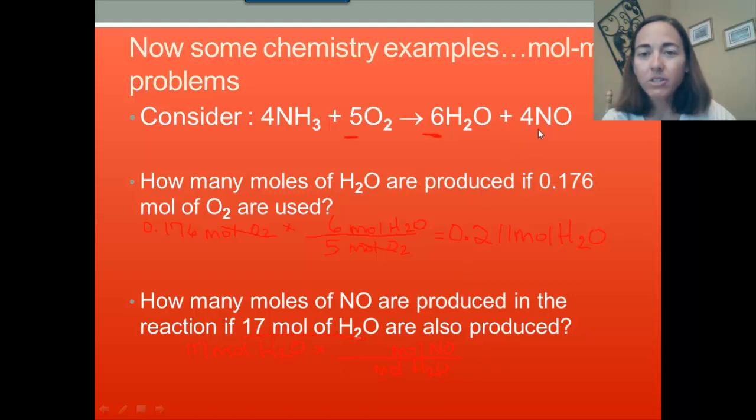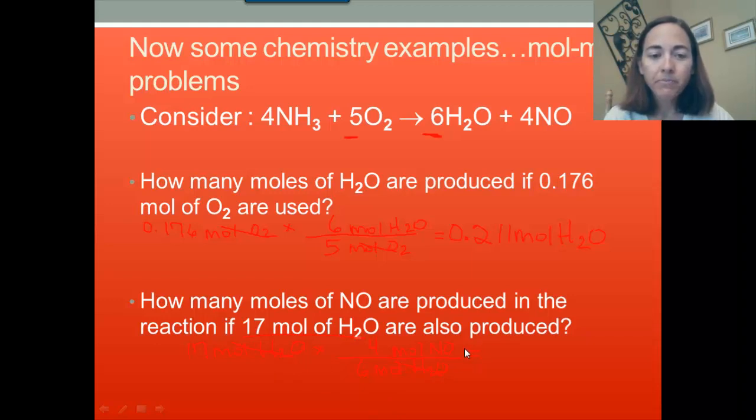So you go back to the balanced equation again. The coefficient 4 is in front of NO, so that goes here in the ratio, and I need the coefficient for water on the bottom, which is 6. Moles of water cancels with moles of water, and the math is going to be 17 times 4 divide by 6. You get a little over 11. I'm just going to round off for the significant digits. It's 11 moles of NO here. And that's how you use the mole ratio from the balanced equation to do a stoichiometry problem.